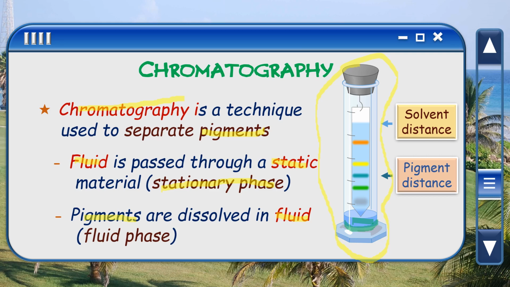And then we have the stationary phase or stationary material, which we have here. The tip of it is placed in the fluid, and then the fluid will start rising in the stationary phase. As the pigments travel into the stationary phase, they are going to be separated. You will see different pigments being separated at different positions or different distances.